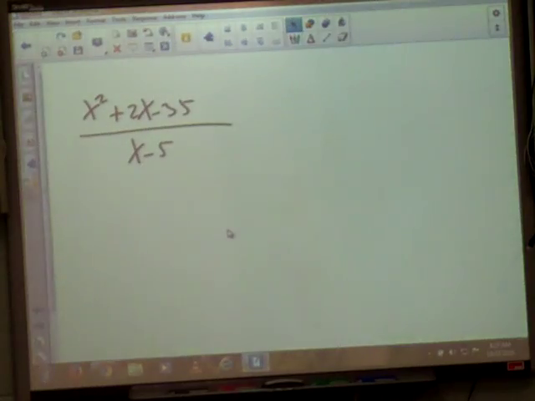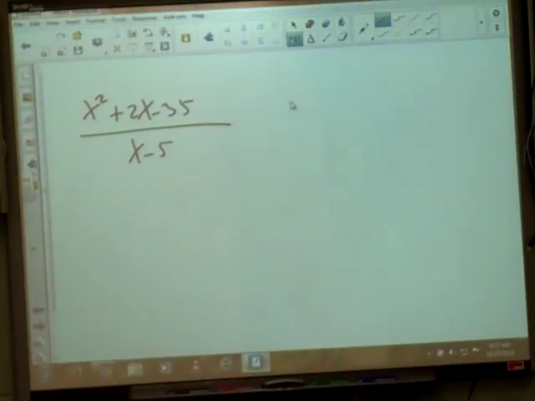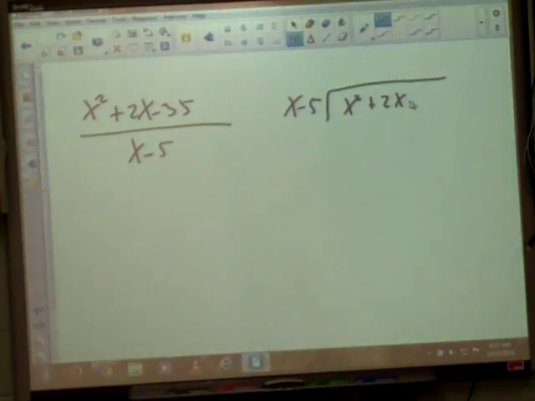Alright. I saw different ones doing it both ways, so I'm going to run through it both ways real quick. If I do the long division, this one's pretty straightforward either way, and I don't need any zeros. X times what gets me x squared? X. So then I distribute an x to both of them. X times x is x squared. X times negative 5 is negative 5x.